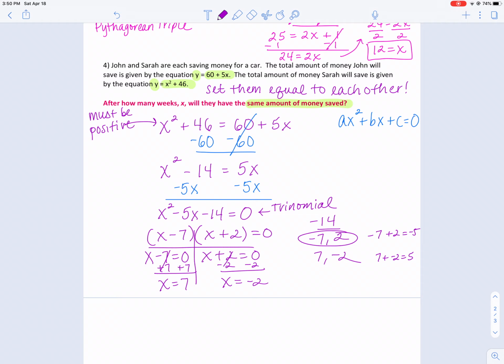Now, in this situation, if we're talking about x, which is the number of weeks, can both answers be your answer? Hope everybody is saying no. Can you have a negative number of weeks? No. Weeks can't be negative. So it depends on what we're talking about. Length can't be negative. Weeks can't be negative. Age can't be negative. So here is your answer, 7. Your answer is in 7 weeks.